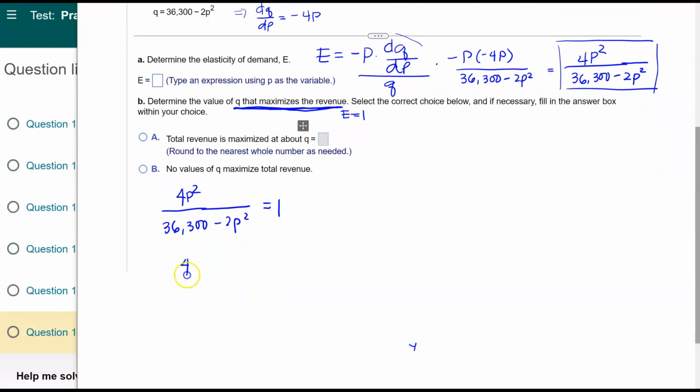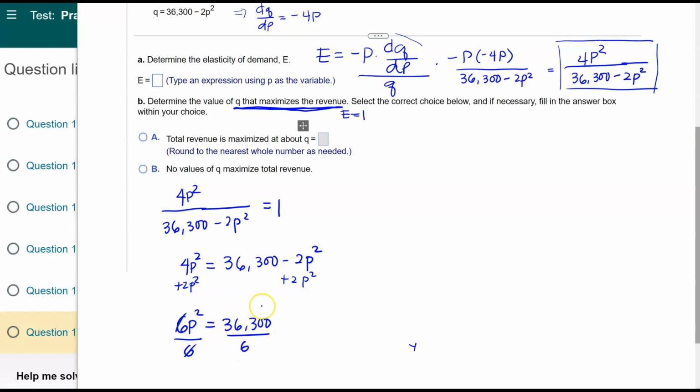So you have 4p squared is equal to 36,300 minus 2p squared. Then you solve for the equation here. We can move this to that side. That is the same as adding both sides by 2p squared. So you add here 2p squared, and that gives you 6p squared is equal to 36,300. Then you divide both sides by 6.